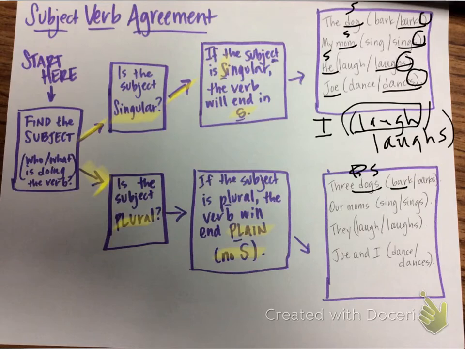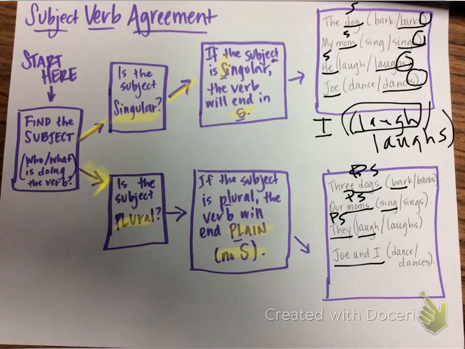Our moms sing or sings. Our moms, that's a plural subject. So our moms sing. It's a plain ending verb, no S. They, that's more than one person, is a plural subject. They laugh. It's a plain ending verb, no S.